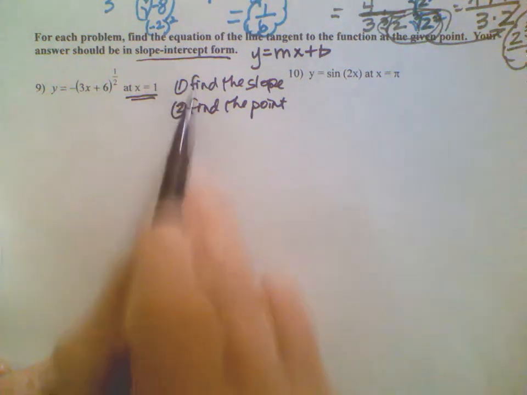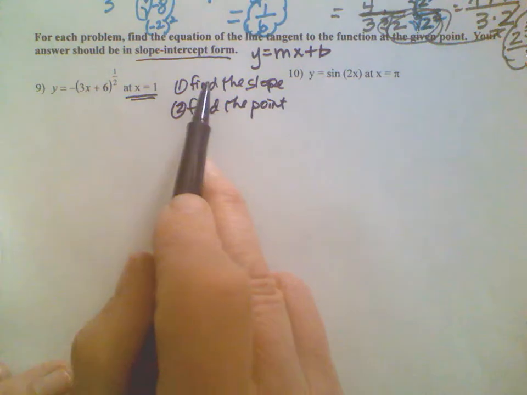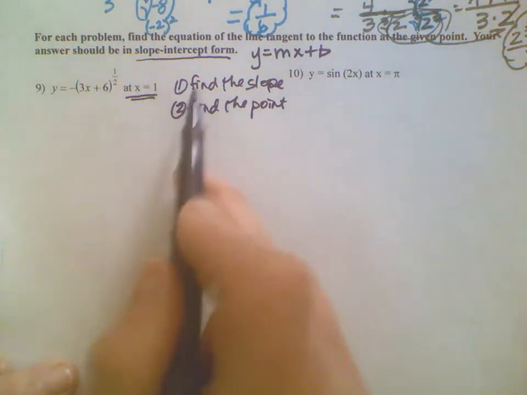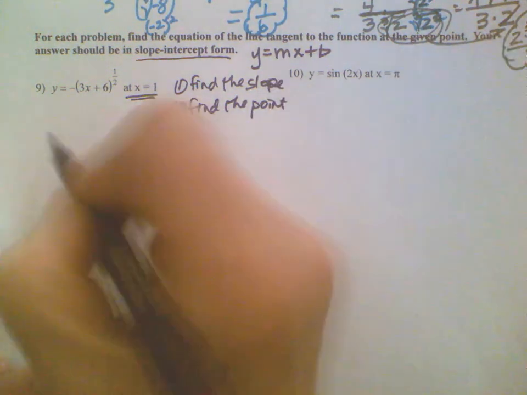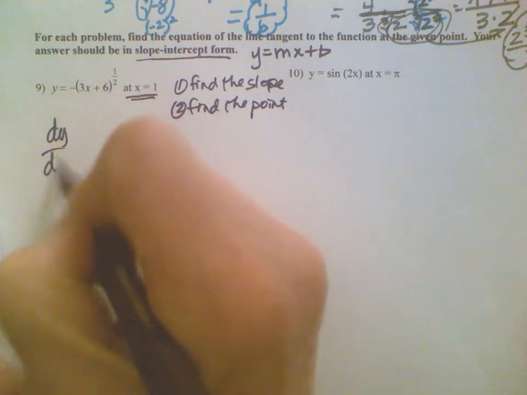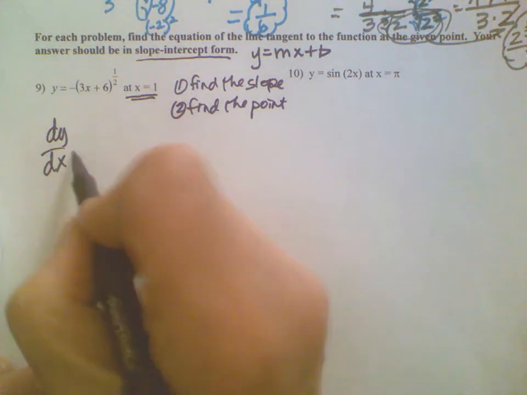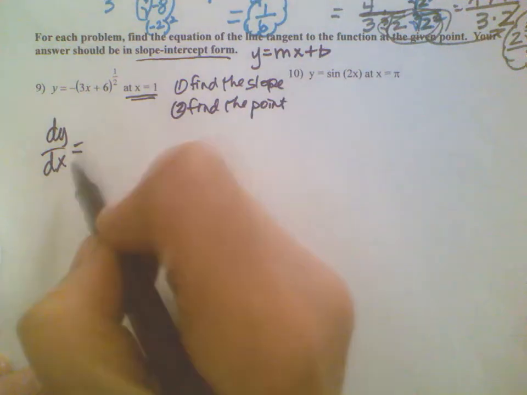So it doesn't matter the order that I do this. I just have to be able to find these two things. I'll start with the order that I wrote here, and that is find the slope first. So my derivative, dy dx, some people again write that as y prime, dy dx is the proper way to write it.